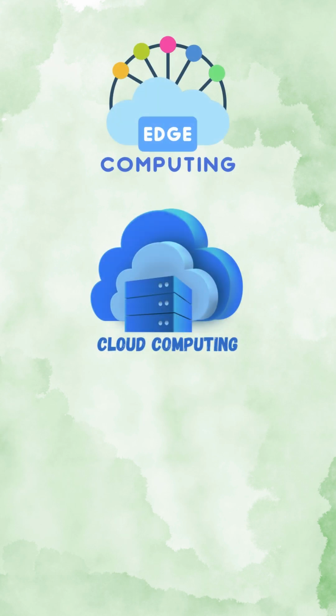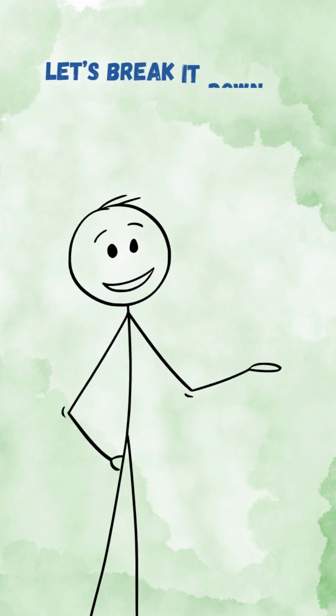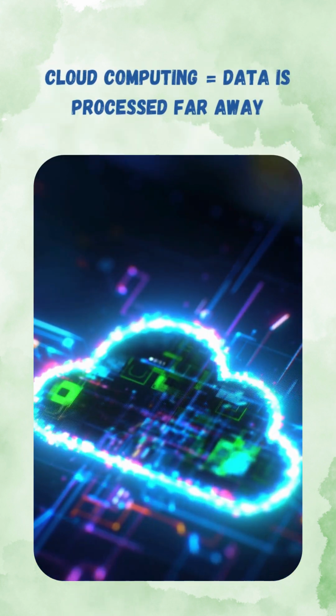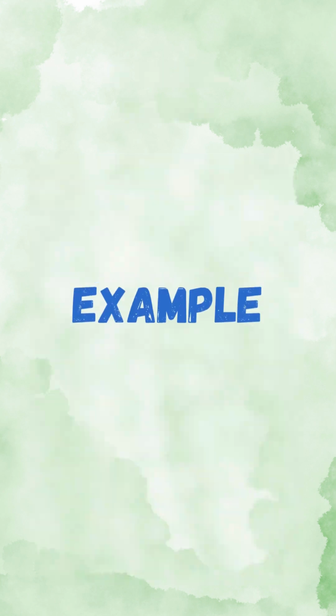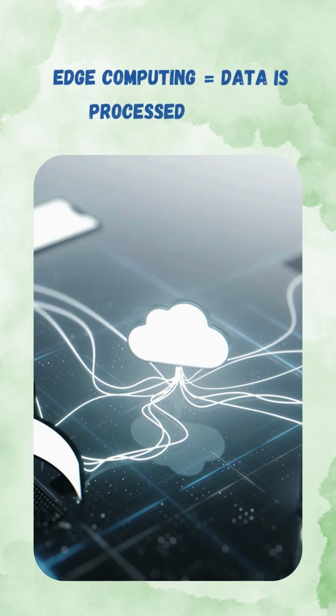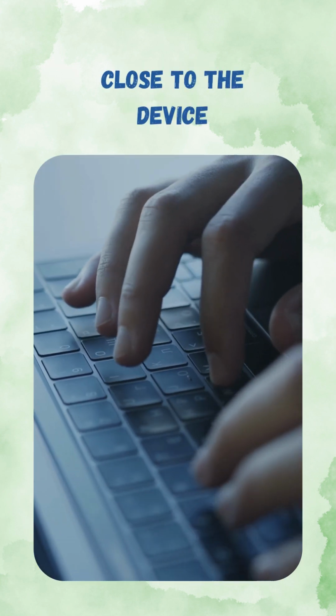Edge, cloud, and fog computing. Sounds techie, right? Let's break it down in simple words. Cloud computing equals data is processed far away, in big data centers. Example: Google Drive, Netflix. Edge computing equals data is processed right where it's created, close to the device.